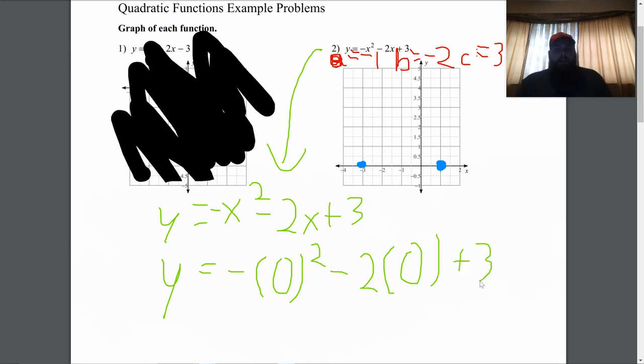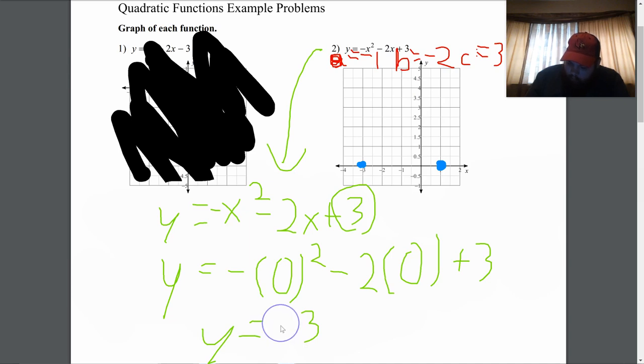Remember what I said when we did it last time? Instead of just thinking about like 0 squared is 0 and stuff, we could really just look at this last number here. In this case, it's a positive 3. So y is going to be equal to positive 3, or just 3. You don't even have to put the positive there.